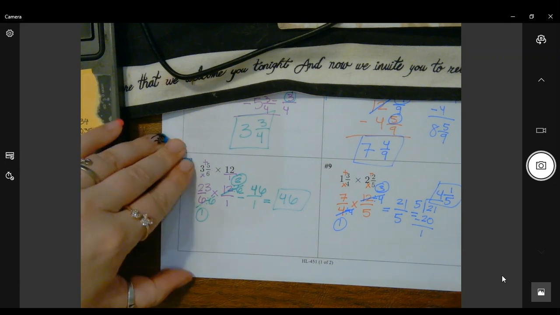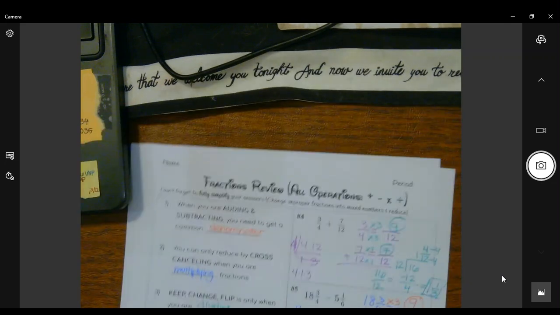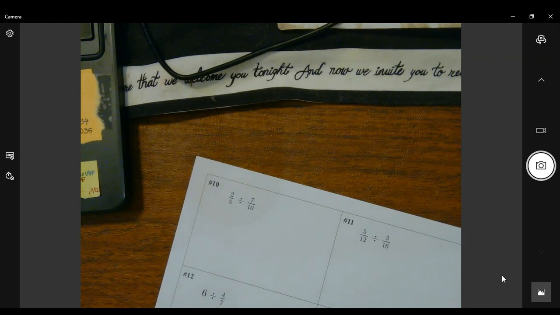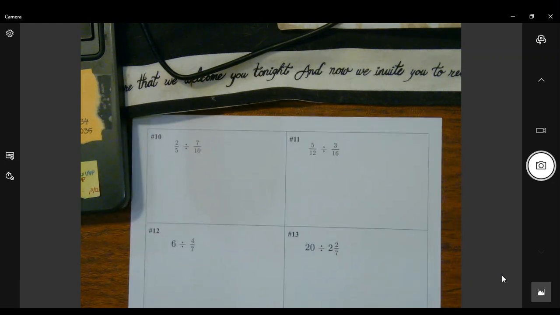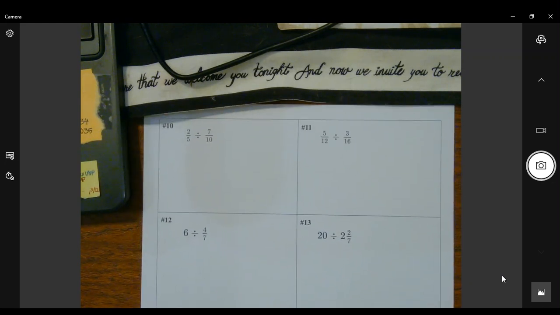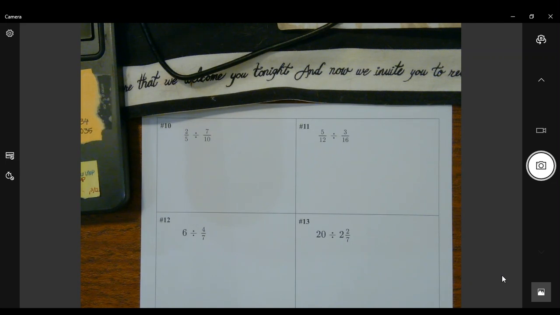All right, my little mathematicians, we're moving right along. Let's go ahead and take a look at that second page. So we've done adding, subtracting, and multiplying. Now we're going to do dividing. And when we divide, it's the same kind of rules as multiplying. If there's mixed numbers, we got to change them to impropers. The only thing that's different is I can't actually divide. I can only multiply fractions, so I have to change it into a multiplication problem.